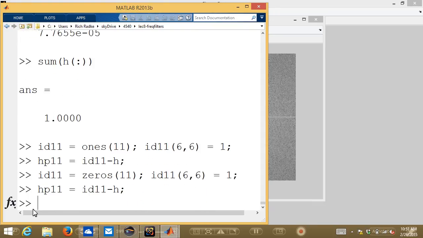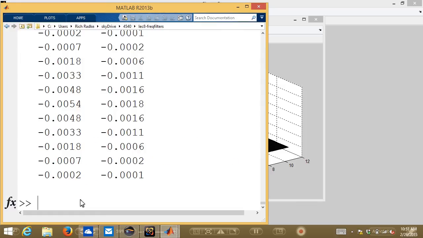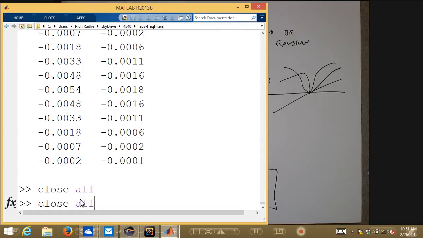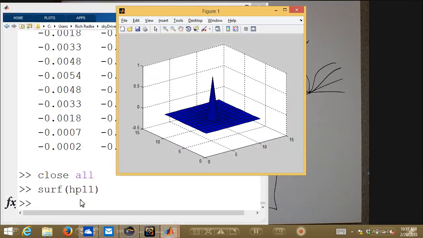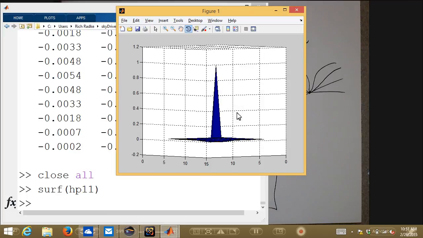All right, better. Okay, so now if I were to look at the surface of this guy, where did I go wrong here? Yeah, that tells me nothing. I'm disgusted. So this doesn't look quite like what I was expecting. Why is that? Let's think about this for a second.